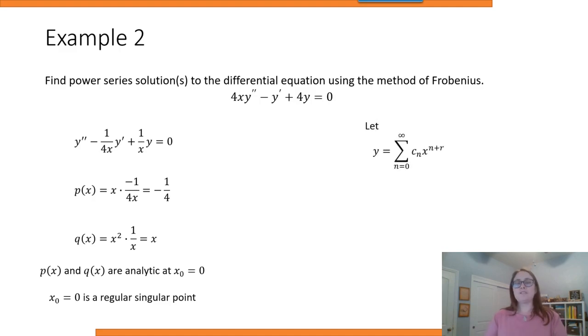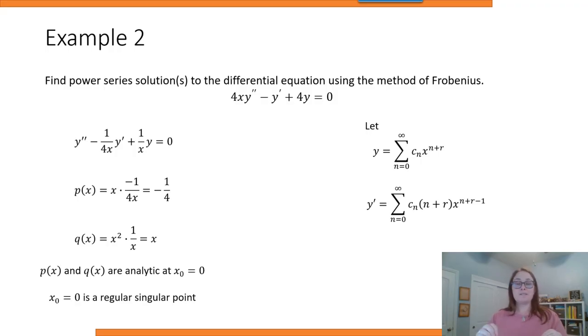Okay, so this means that my proposed solution is this sum from 0 to infinity of c_n x to the n plus r. So I just plugged in 0 for my x naught, and I get this. It's a second order differential equation, so I need the first and second derivatives of this to plug into the differential equation. So just using the power rule, I'm going to get a derivative from 0 to infinity.